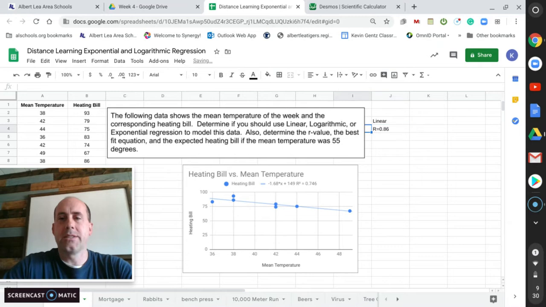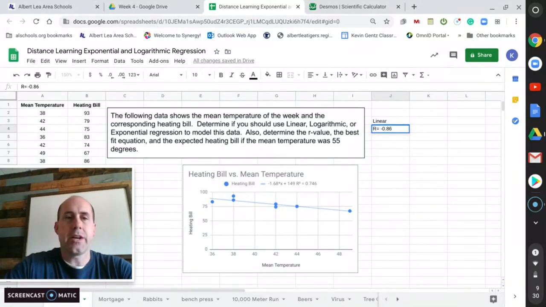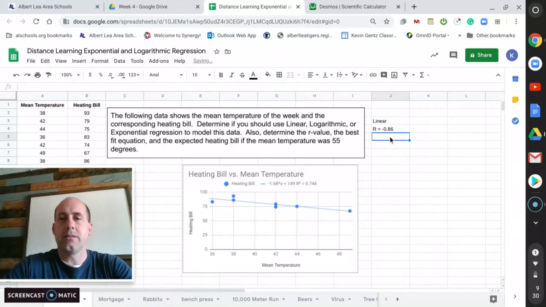Is it positive or negative? Well, you can see that the trend line is heading down and that there's a negative slope. So therefore, our R value should also be negative. I'm going to go back in here and insert a negative value there. So R is negative.